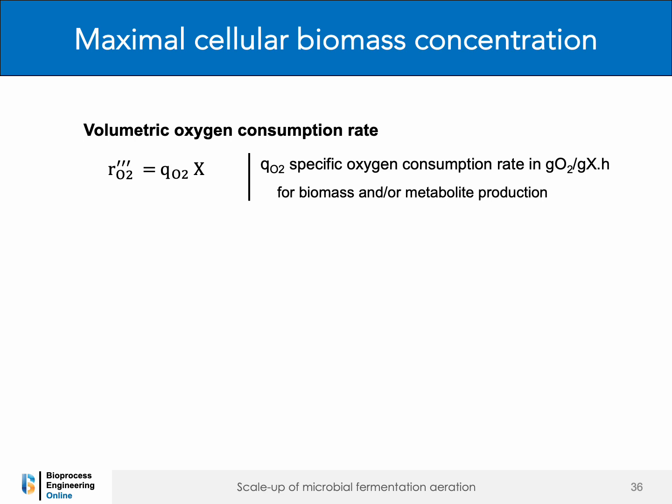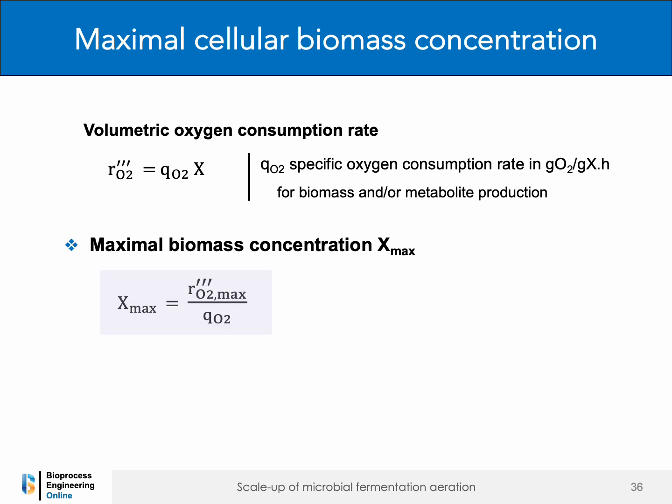From this maximum oxygen consumption rate, one can determine the maximum biomass concentration that can be attained without inducing oxygen limitation. The volumetric oxygen consumption rate, RO2, is given by the product of the specific oxygen consumption rate, QO2, expressed in gram oxygen per gram biomass an hour, and the biomass concentration X. This specific oxygen consumption rate is related to the cell-specific growth rate and/or the specific metabolite production rate, depending on the fermentation kinetics.